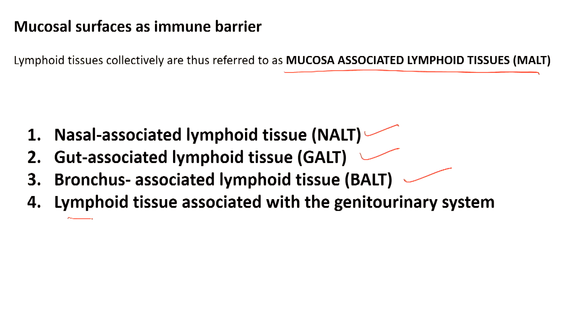Then we have lymphoid tissue associated with the genitourinary tract. So there could be a separate lymphoid system present in the genital tract and the urinary tract as well. So these are some of the types of mucosal barrier or mucosal tissue which allow secretion of different cytokines or different mucus layers, and altogether different immunology in the different areas where they are present.